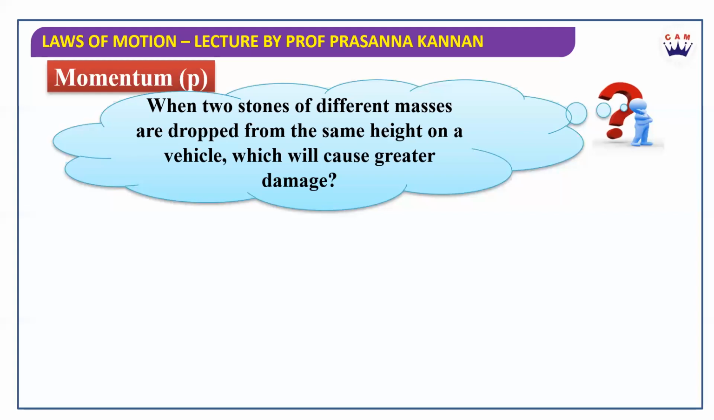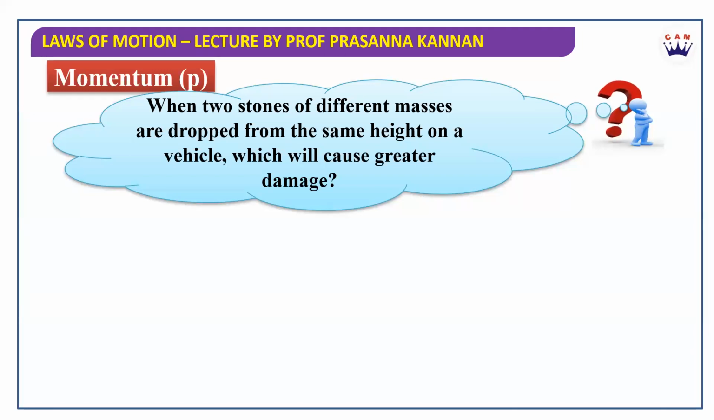A body is traveling with... what is the unit of momentum? kg meter per second. What is momentum, guys? Mass into velocity. Mass is measured in kg. Velocity is measured in meter per second. So it is kg meter per second. Now I say the momentum of the body is 5 kg meter per second.